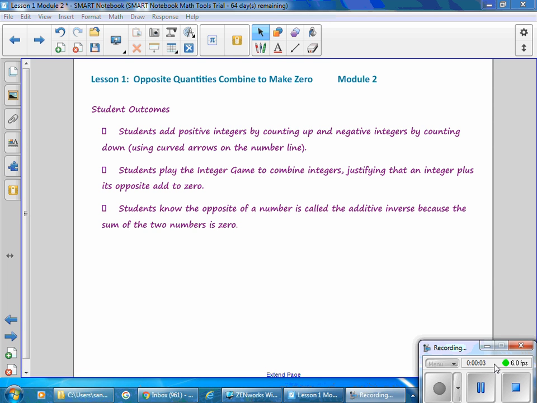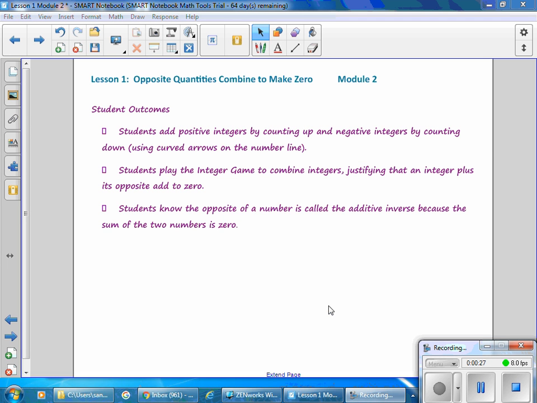This is Lesson 1 in Module 2. Opposite quantities combine to make 0. Our student outcomes for this lesson. Students add positive integers by counting up and negative integers by counting down, using curved arrows on the number line. Students play the integer game to combine integers, justify that an integer plus its opposite add to 0.